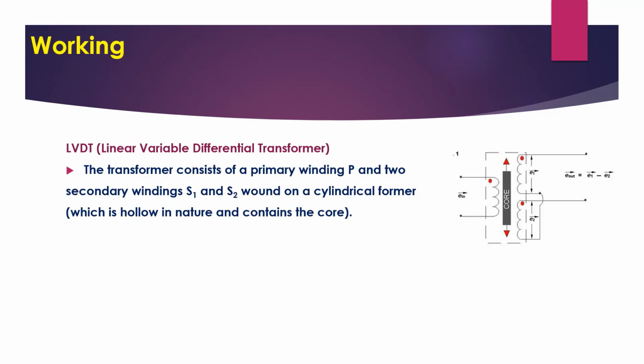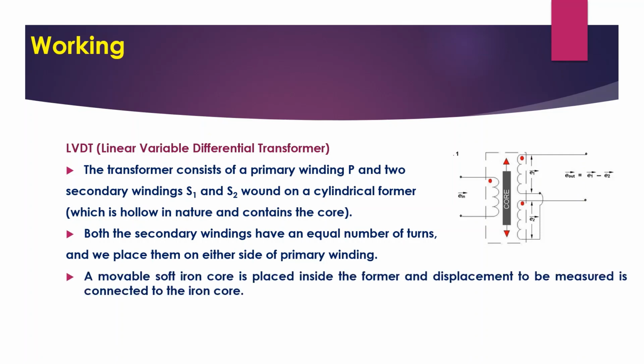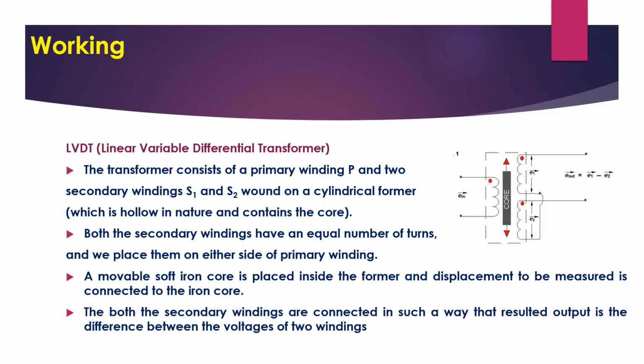So the transformer consists of a primary winding P and two secondary windings S1 and S2 wound on a cylindrical former, which is hollow in nature and contains the core. Both the secondary windings have an equal number of turns and we place them on either side of the primary winding. A movable soft iron core is placed inside the former, and the displacement to be measured is connected to the iron core. Both the secondary windings are connected in such a way that the resulting output is the difference between the voltages of the two windings. That is what we have mentioned as the output voltage here.